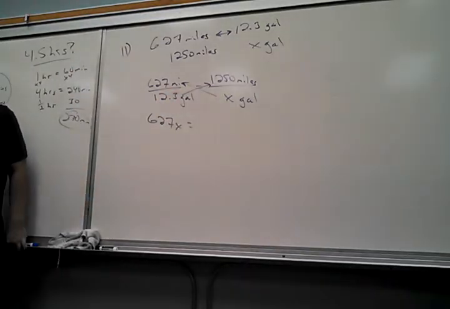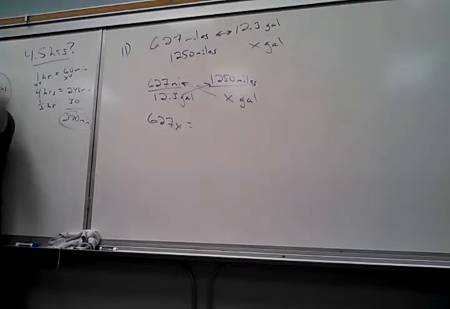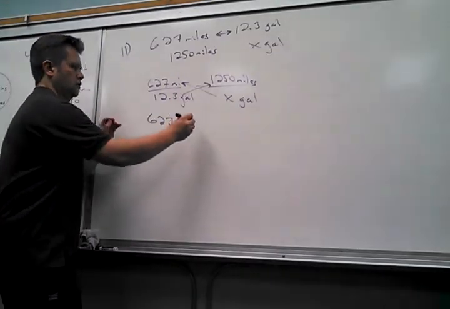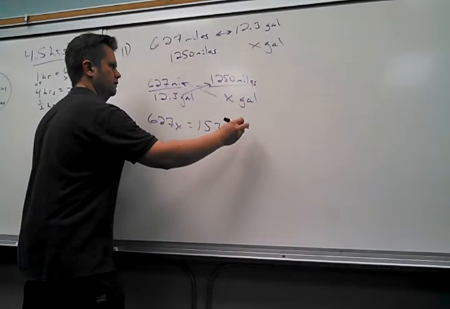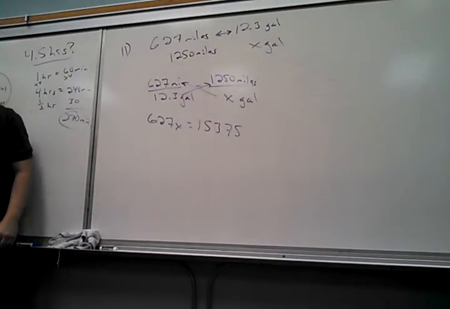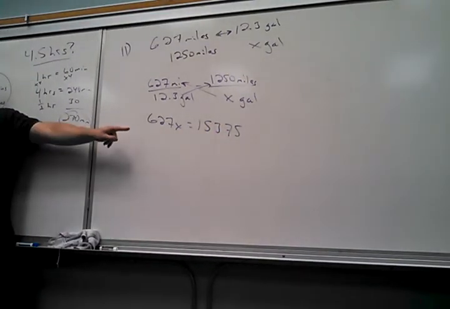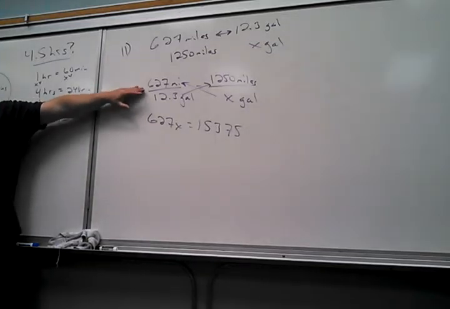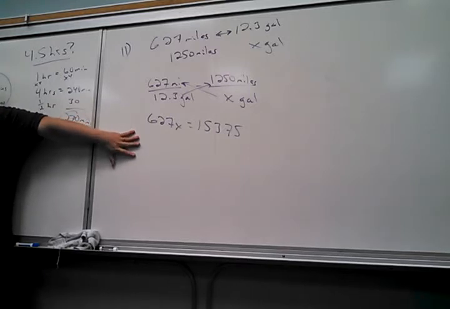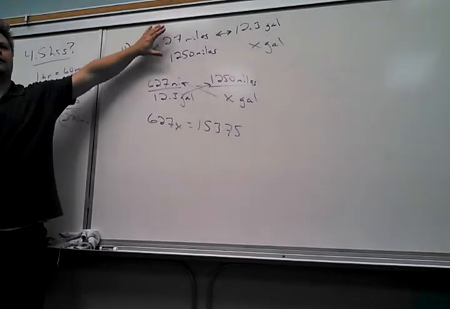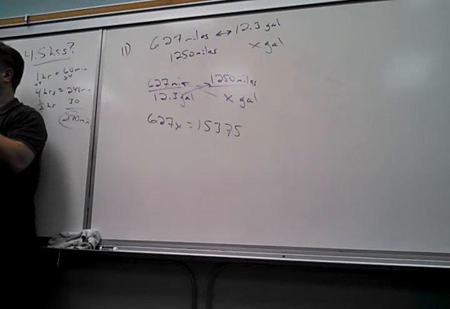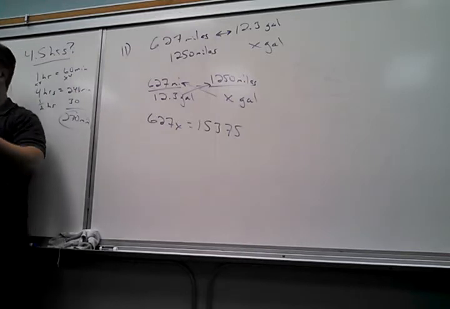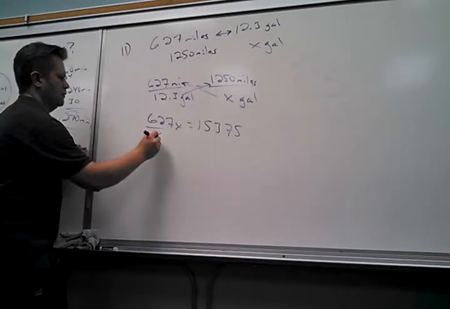What's 12.3 times 1250? 15,375. And of course, divide by 627. So on the scale of equations being difficult, not. Right? It's the getting used to how to set it up, and even that I'm hoping you guys see is not difficult at all. They have to give you all the information you need. So here I divide by 627.